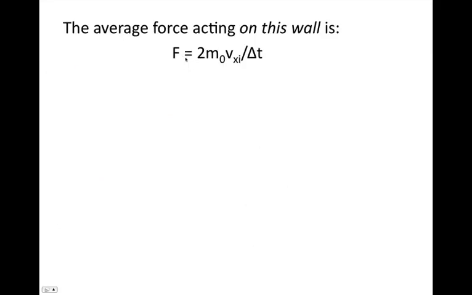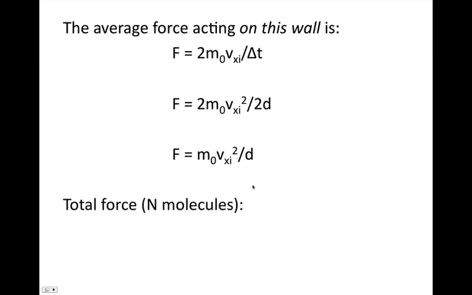So the average force acting on the wall is 2m0 vxi over that time between collisions. So replace this with the 2d on vxi, and we end up with vxi squared. And so the 2's will cancel out, and we're left with the force is equal to m0 vxi squared on d. Now this was the force for one molecule, but inside our box we have n molecules, so we're going to have to add up the contribution of each of these molecules.